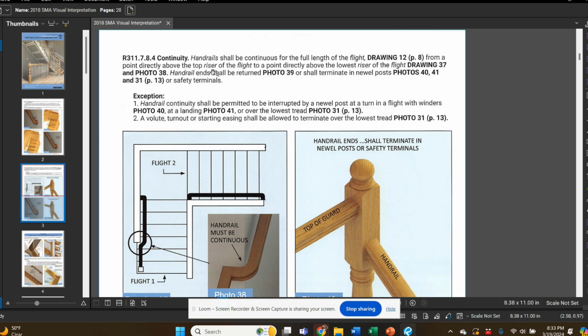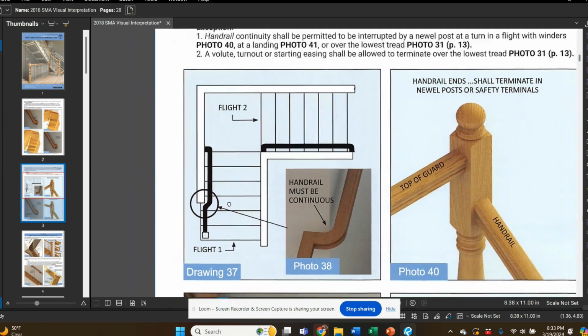words. So it says handrails shall be continuous for the full length of the flight, from a point directly above the top riser of the flight to a point directly above the lowest riser of a flight. And handrail ends shall be returned or terminate to a newel post or safety terminal. So we can look in this image here.